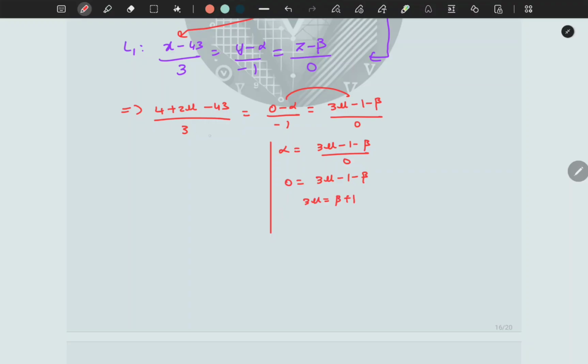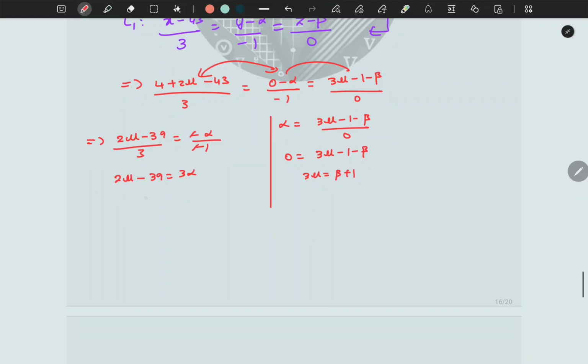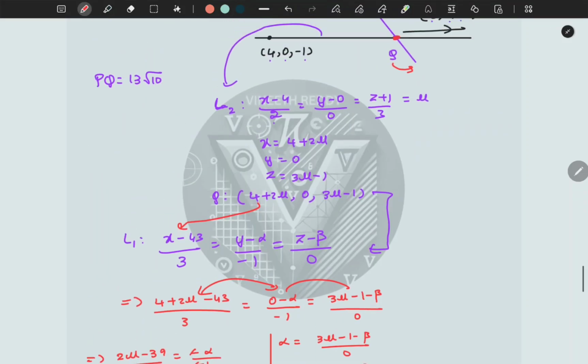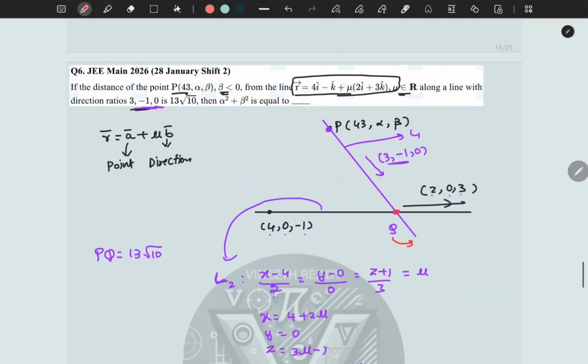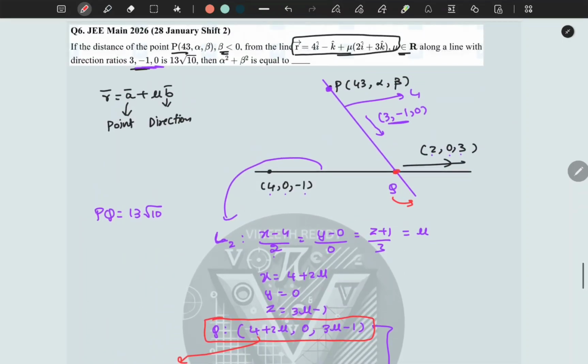And from here, if I equate these two, I get (2 mu - 39)/3 equals minus alpha by minus 1. If I cross multiply, I get 2 mu minus 39 equals 3 alpha. So we have alpha and beta in terms of mu. Now we have to find alpha and beta, right? So we'll do one thing. This is point Q, (4 + 2 mu, 0, 3 mu - 1), and P is (43, alpha, beta). The distance between P and Q is 13 root 10. So we have to make use of that fact, dear students.